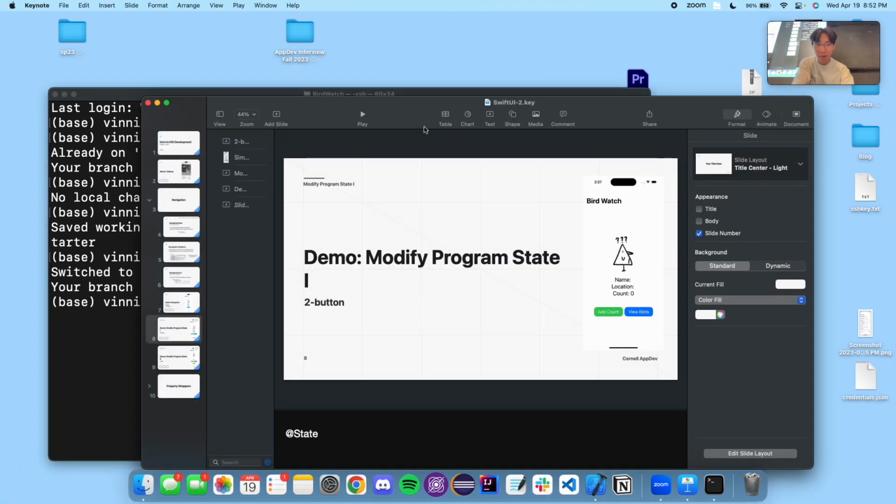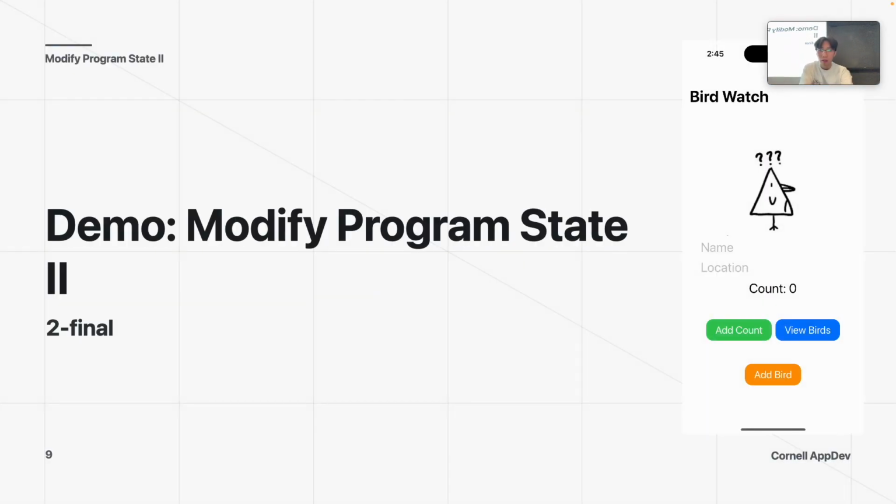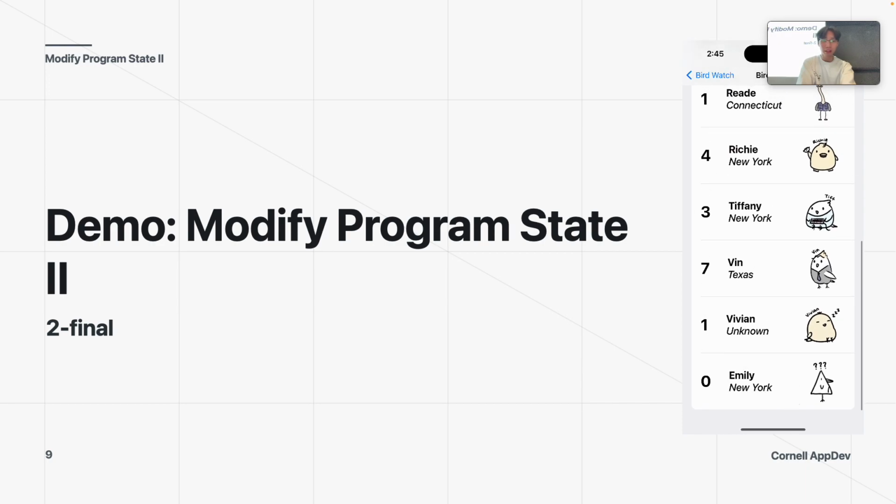So let me go back to the lecture slides. Alright, so in this part of the demo, I have the name and the location. Instead of a Text, I will use a TextField so that I can write to this, so I can change the properties. So if I type in Emily, and she's from New York, if I add the bird, check the view birds, she is added to my list. So that's our goal for this part of the demo.